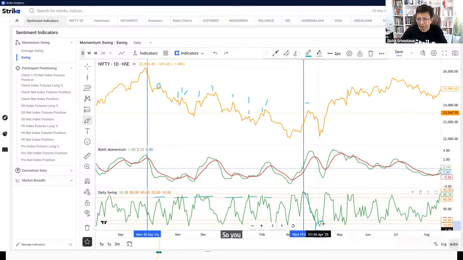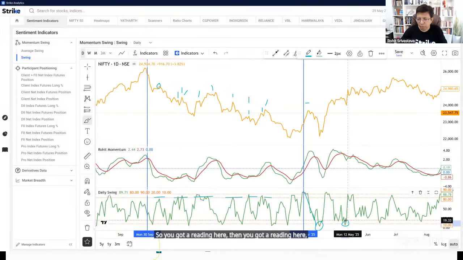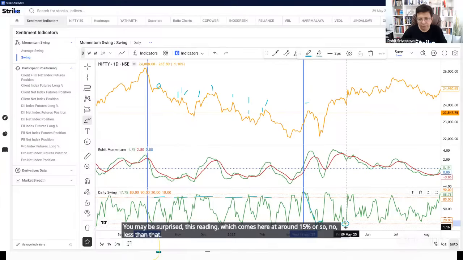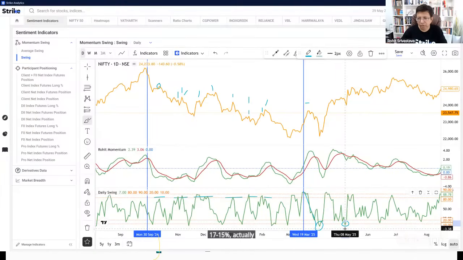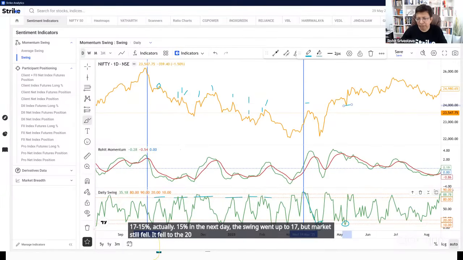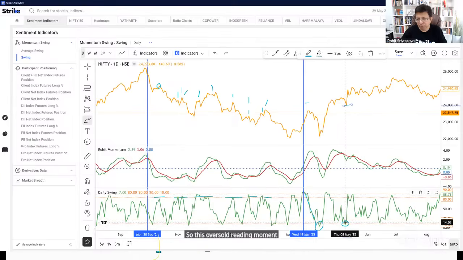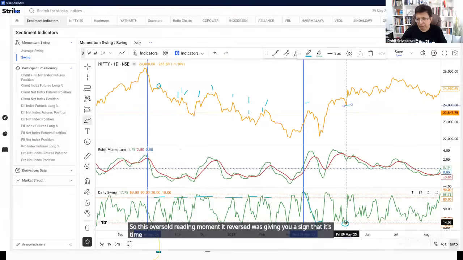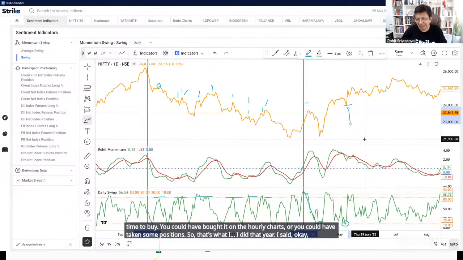So you got a reading here, then you got a reading here. You may be surprised, this reading which comes here at around 15%. And then the next day the swing went up to 17, but the market still fell. It fell to the 20-day moving average, and then from there it turned up. So this oversold reading, the moment it reversed, was giving you a sign that it's time to buy. You could have bought on the hourly charts or taken some position. So that's what I did here. I said, okay, let's take some position.